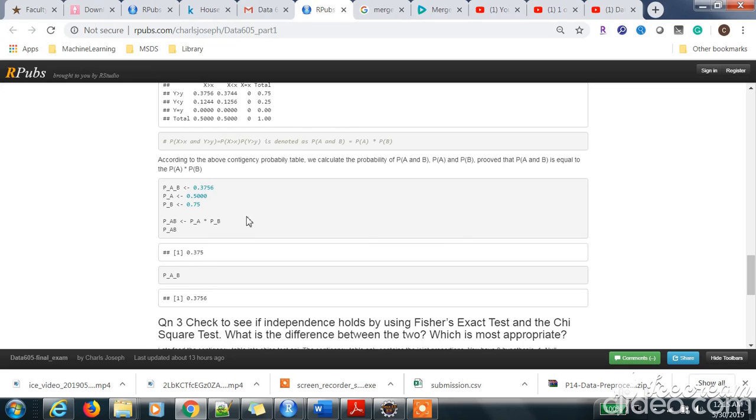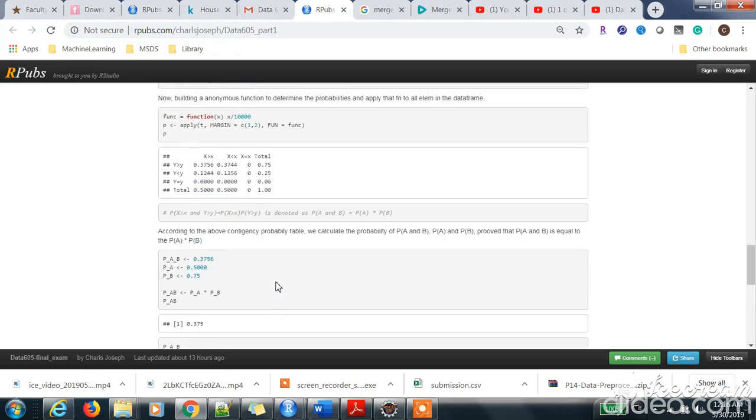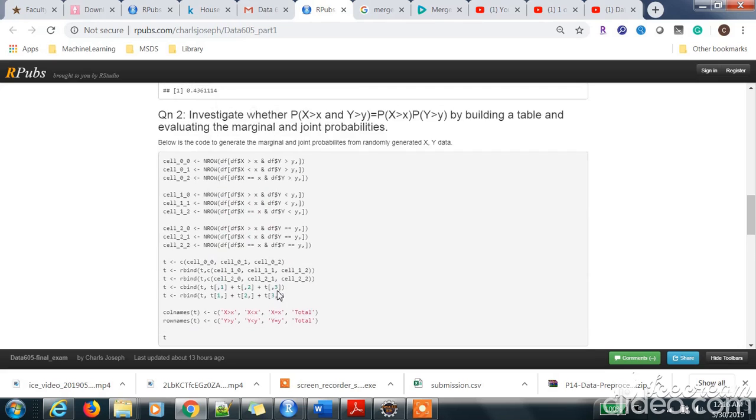Okay, so from the contingency table, I can identify the probability of A and B, probability of A and probability of B, and multiplying probability of A and probability of B, you'll get the probability of A and B. Both are same, so it is proved that this formula is correct. Probability of A and B equals probability of A multiplied by probability of B.